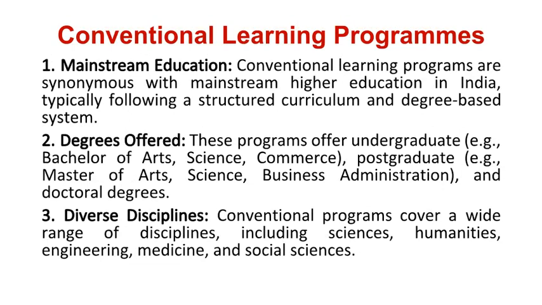1. Mainstream education. Conventional learning programs are synonymous with mainstream higher education in India, typically following a structured curriculum and degree-based system. 2. Degrees offered. These programs offer undergraduate, e.g., Bachelor of Arts, Science, Commerce, postgraduate, e.g., Master of Arts, Science, Business Administration, and doctoral degrees. 3. Diverse disciplines. Conventional programs cover a wide range of disciplines, including sciences, humanities, engineering, medicine, and social sciences.